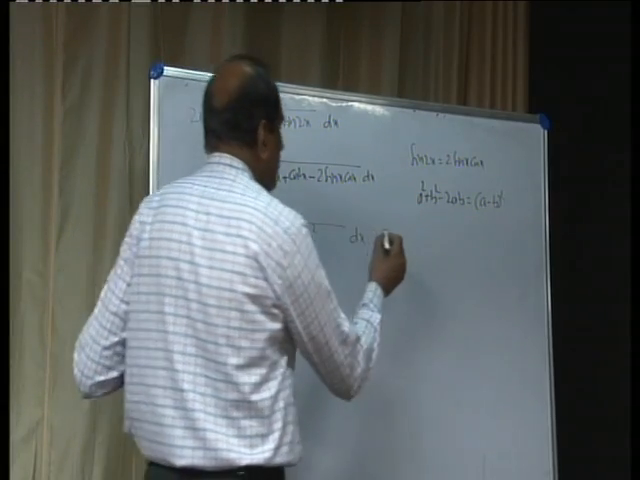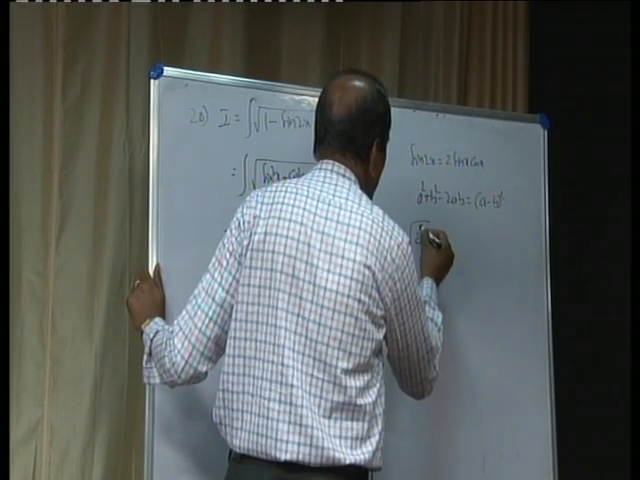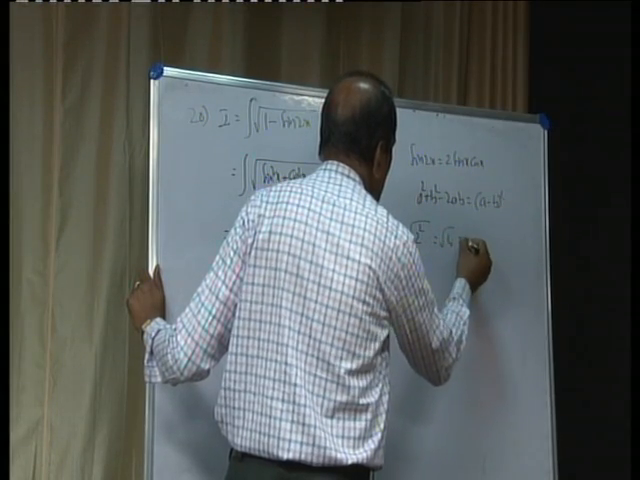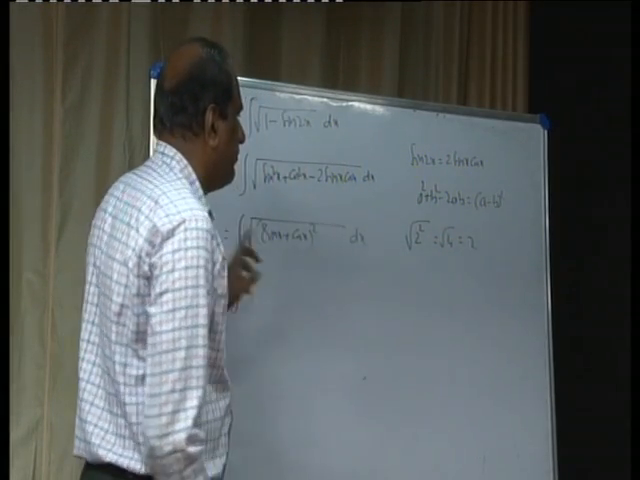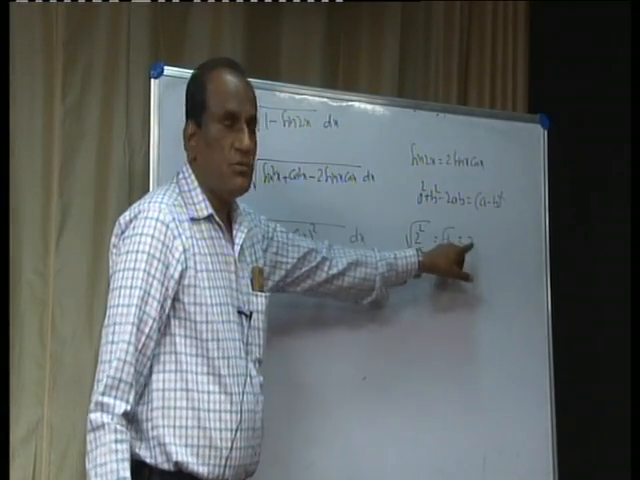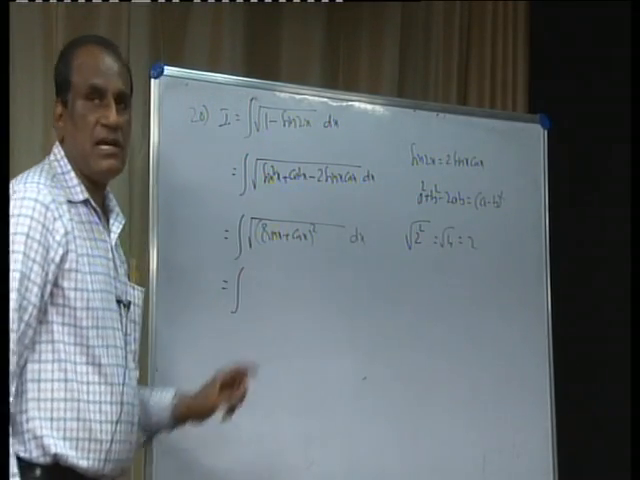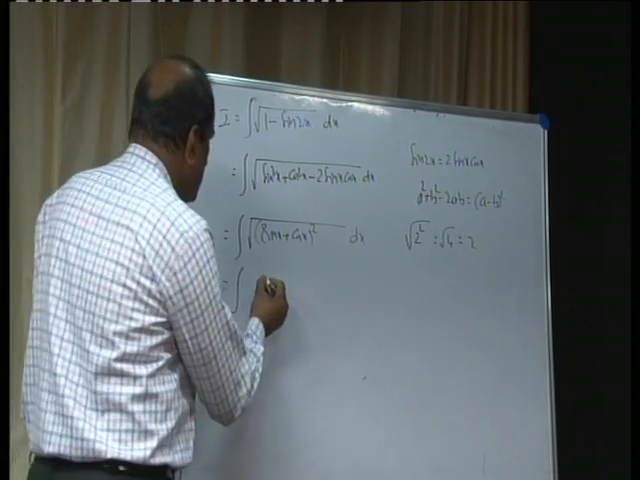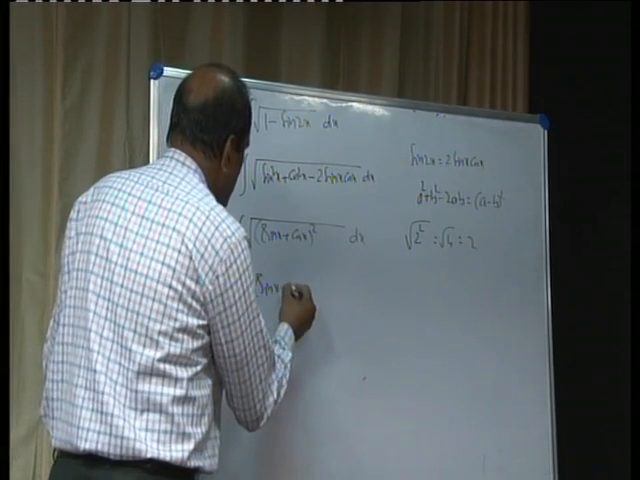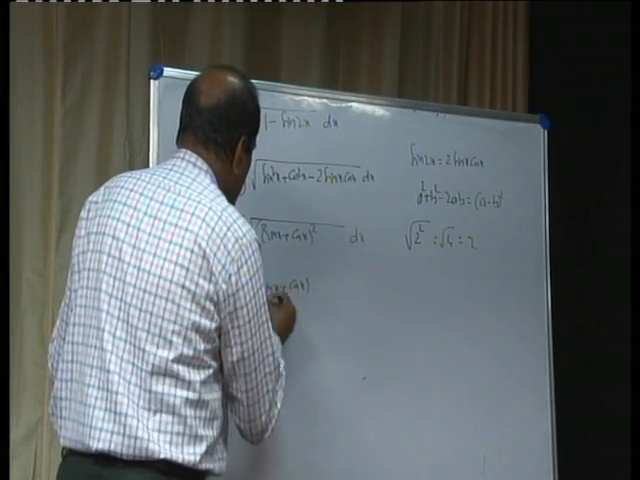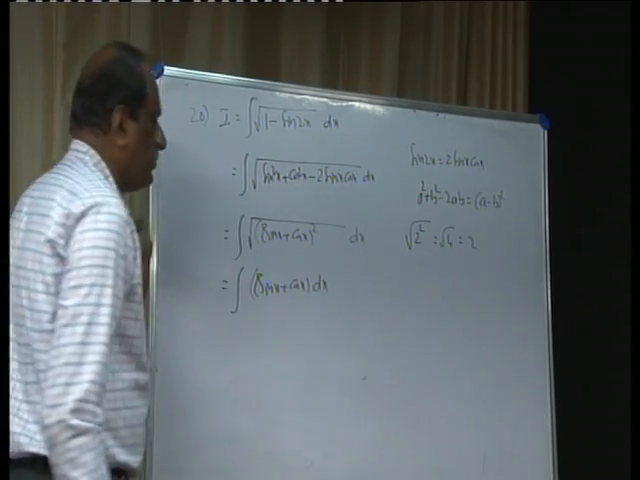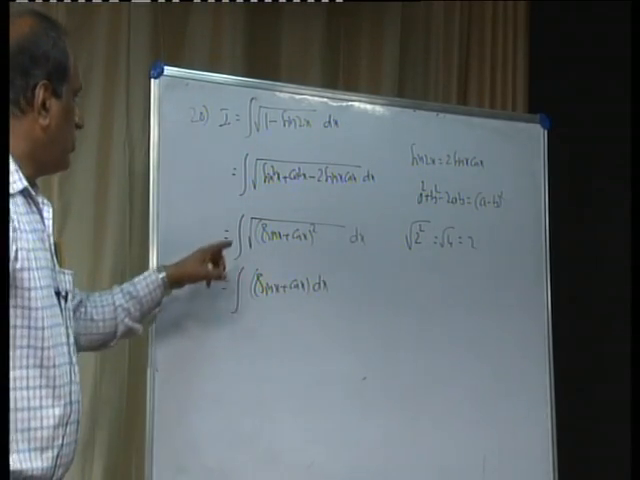See here, what is the value of 2 square? 2 square is 4, root of 4 is 2. So, therefore, root of 2 square is 2. Root of (sin x plus cos x) whole square is sin x plus cos x, so sin x plus cos x dx. Now, there are two terms in the integrand, so no root sign.